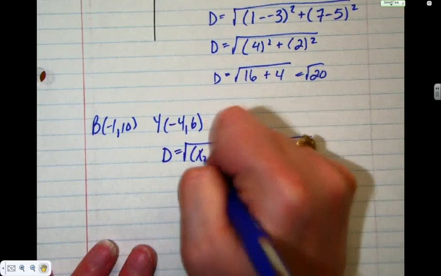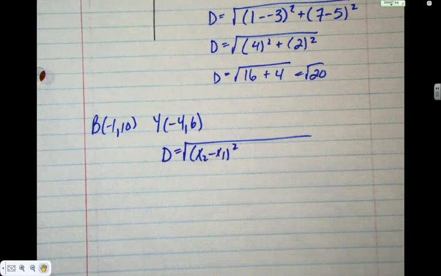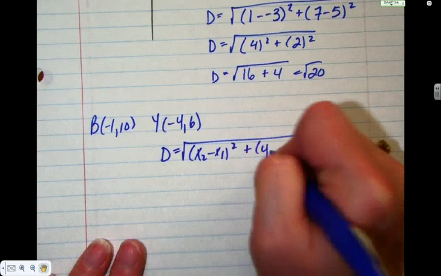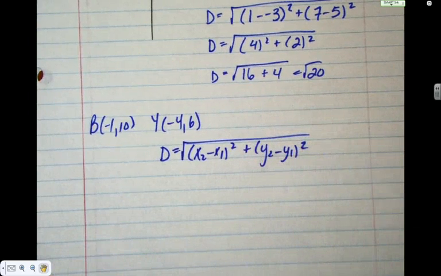Distance equals the square root of (x2 minus x1) squared plus (y2 minus y1) squared, or if you want to flip them, it doesn't matter.